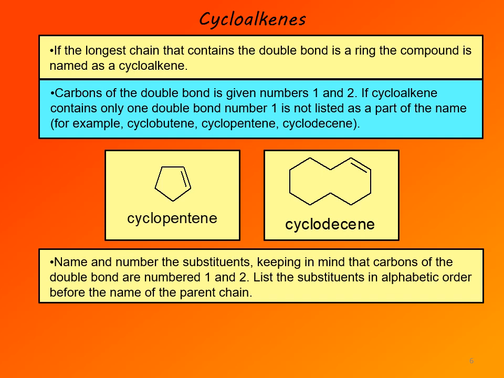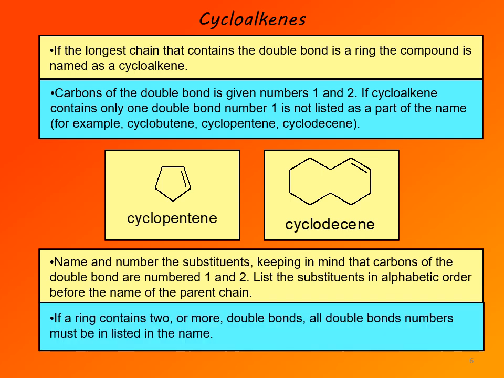Then, if substituents are present, we name and number the substituents. Of course, keeping in mind that carbons of double bond have to be numbered 1 and 2. I keep emphasizing that. And then substituents are listed in alphabetic order before the name of the chain. If ring contains 2 or more double bonds, then all double bond numbers must be listed in the name. We'll cover that a little bit later. And now we are going to look at some examples of substituted cycloalkenes.